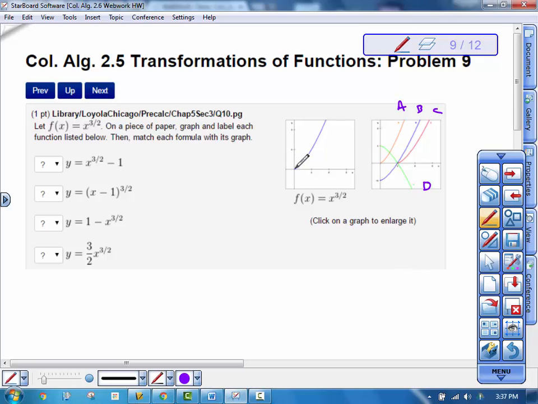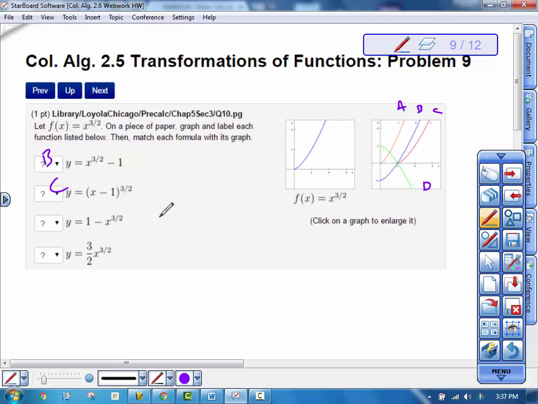Okay, next problem, the parent function is this x to the 1.5, right there. If we subtract 1, we move it down, so that'd just be B. And then if we subtract 1 from x, that moves it to the right. So that would be something like C.